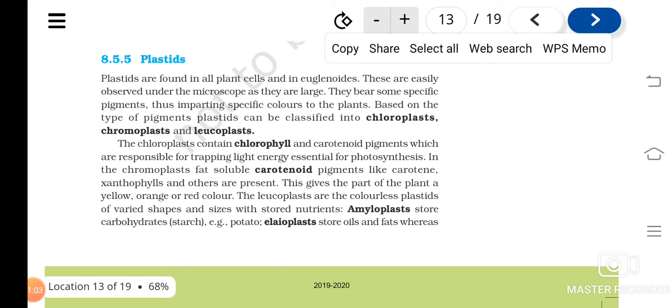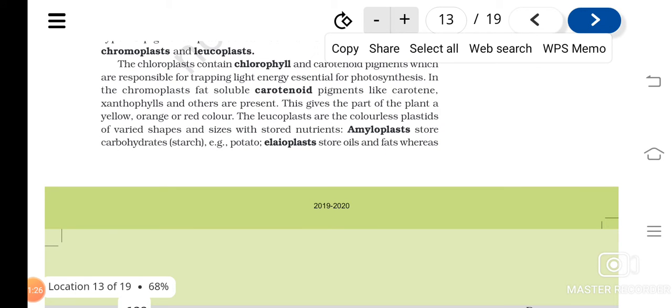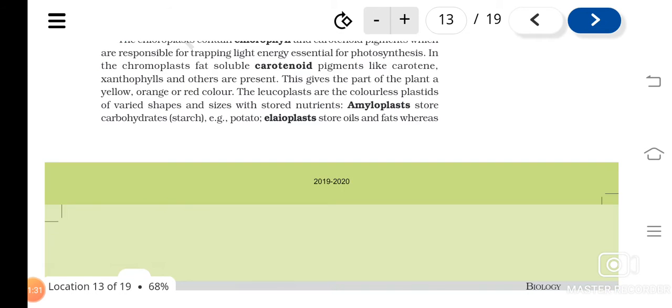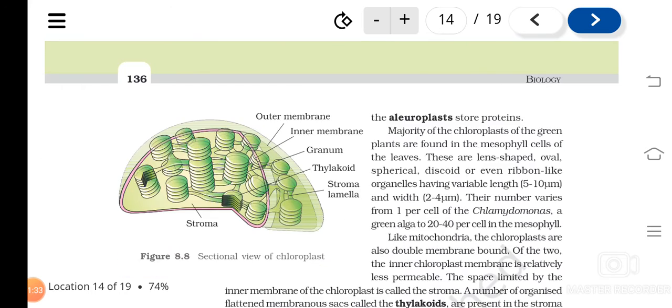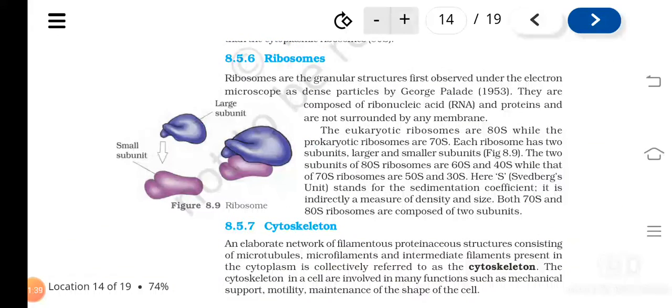Carotenoid pigments are there in chromoplasts, which give different colors to the plant parts, like petals, isn't it? Then some of the leaves, etc. And leucoplasts are the plastids which do not contain any pigments, but they help in the storage of food. And I told there are different types of leucoplast. What are they? Amyloplast, elaioplast, aleuroplast. And we have seen also the structure of chloroplast, isn't it?